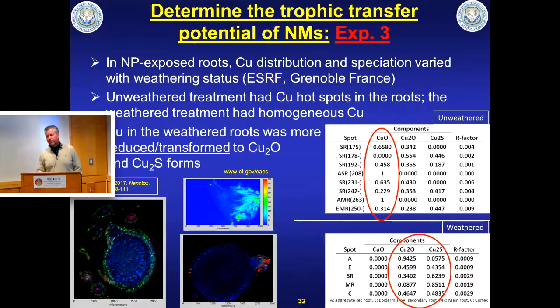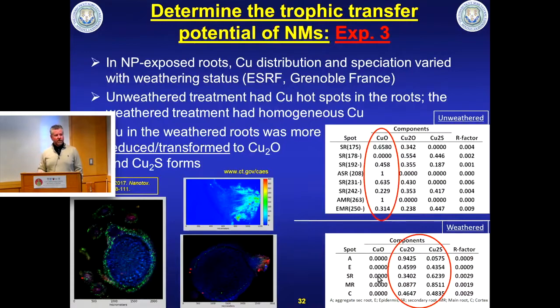The really interesting part was when you looked at the speciation of the copper in those roots. In the unweathered scenario, most of the copper that you find in those roots is still in its original oxidation state, the copper II. But when you looked in the roots of plants that were exposed to copper that had previously been weathered, none of that copper is in its original oxidation state anymore. It's been completely reduced to other species.